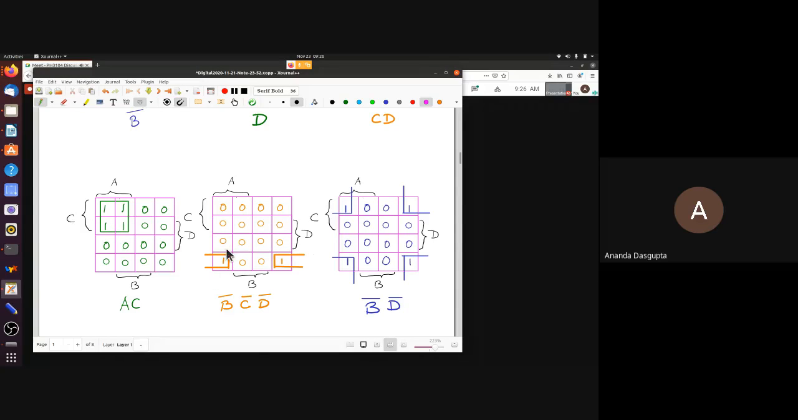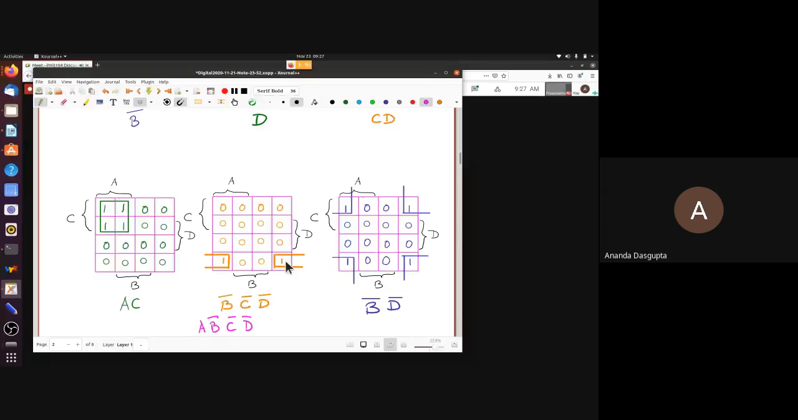So frankly, this one, if you really looked at it, what is this? This is in A. So you will look at this as A. If you just looked at this alone, it would look like A. Outside B, so B bar. Outside C, so C bar. Outside D, so D bar. Right, that's what it is going to be.